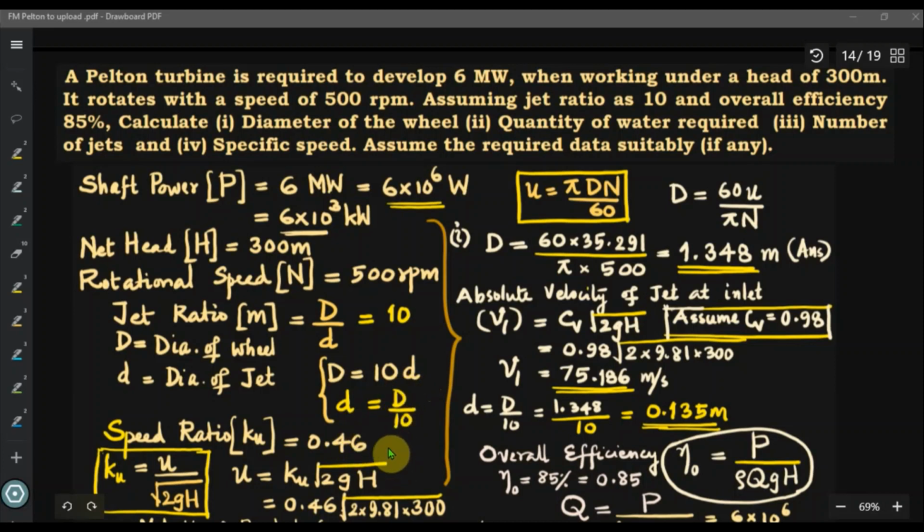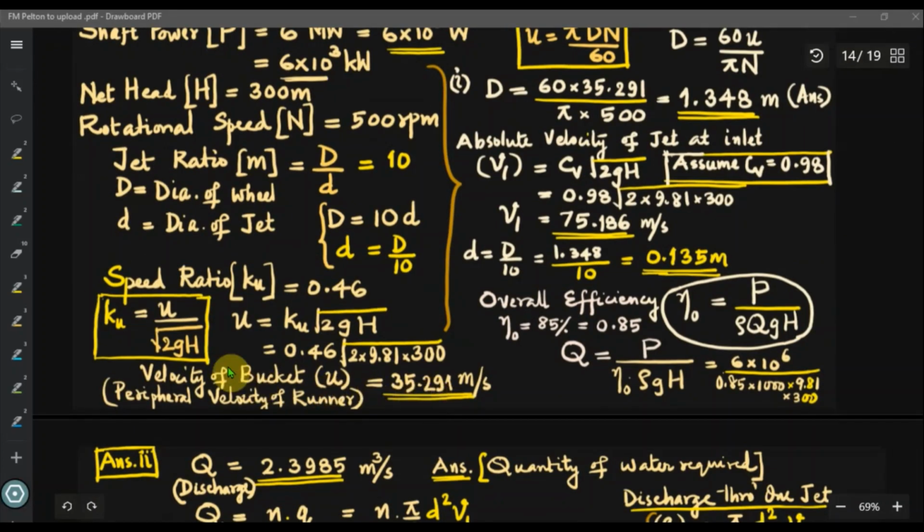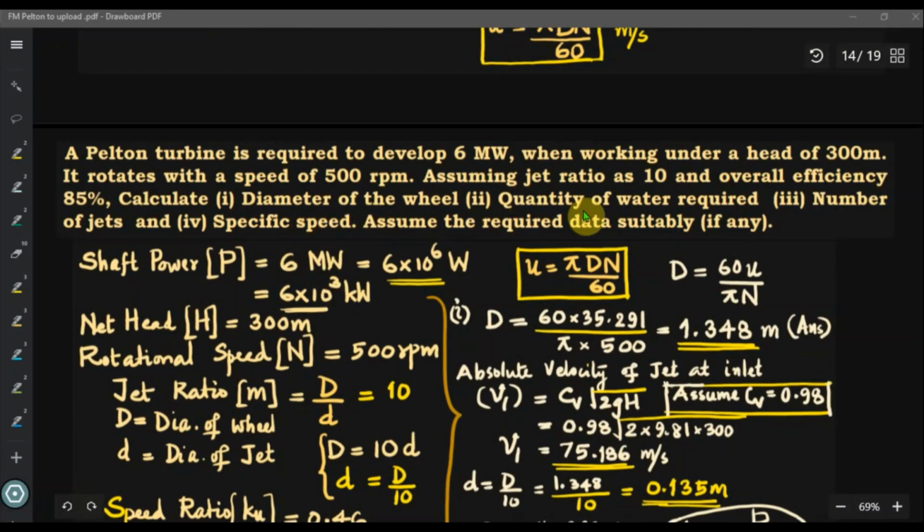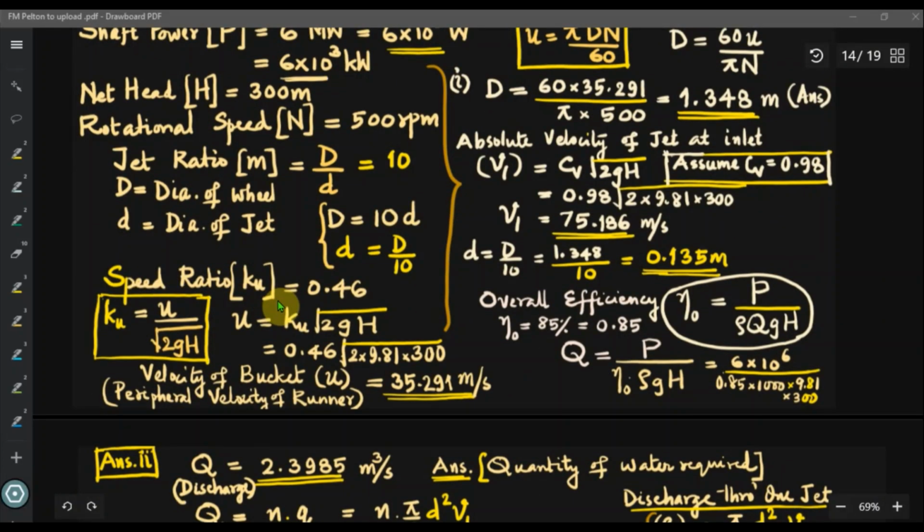Now, in order to proceed further, we require some data to be assumed, that is the speed ratio of the turbine. Because here we are asked to calculate the number of jets, this could possibly be a case where the number of jets is more than 1. So unless we have the speed ratio, we will not be able to proceed ahead. So we will assume a speed ratio of 0.46.